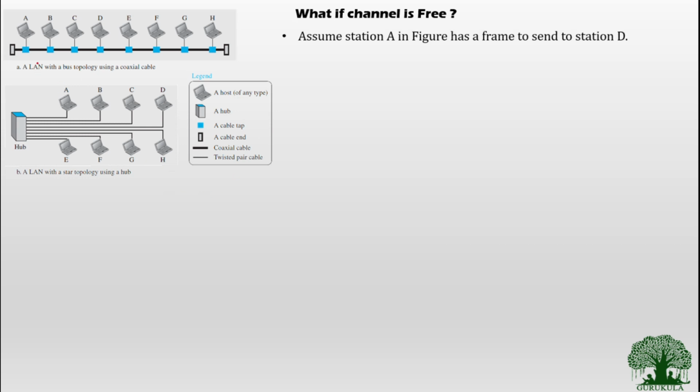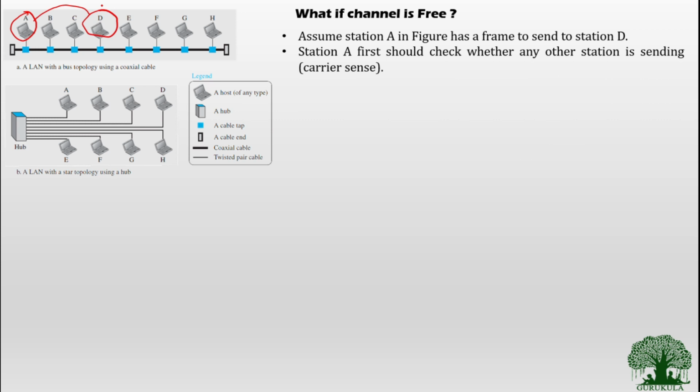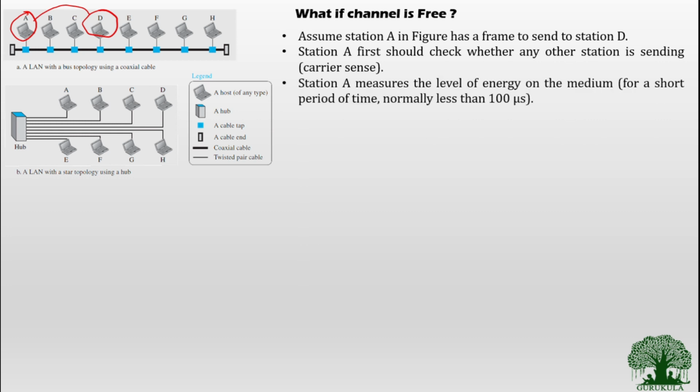Let us assume that node A wants to send its data to node D. So the first step is that station A should check whether any other station is sending or not, which is equivalent to sensing the carrier. Then station A will measure the energy level of the medium for a short period of time, say approximately 100 microseconds.